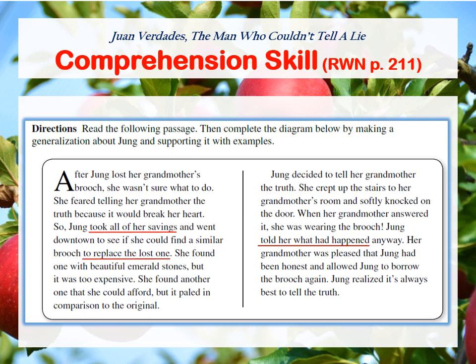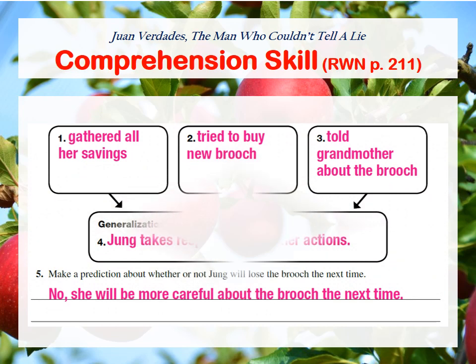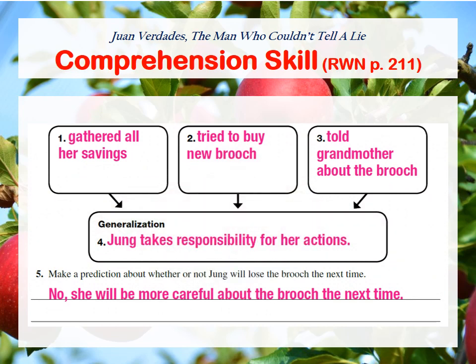We can say that June takes responsibility for her actions. Now, can you make a prediction about whether or not June will lose the brooch the next time? Yes or no? I think no. She will be more careful about the brooch the next time. Now it's time to check all our answers. You may pause this video to do that.